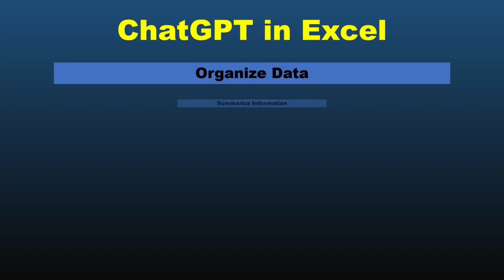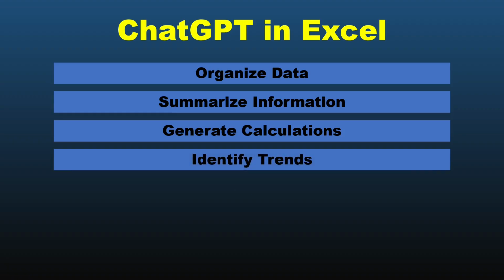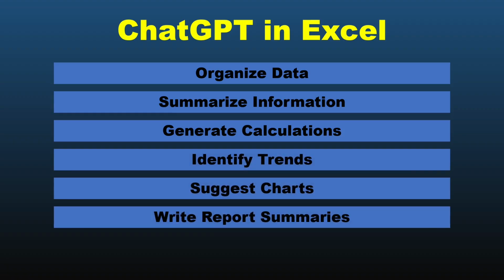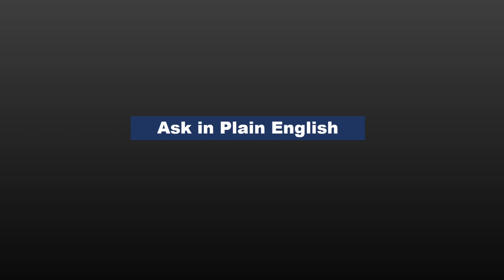professional reports within minutes. The first thing you need to understand is that ChatGPT is not just helping with formulas anymore. It can now assist with the entire reporting process. That means organizing data, summarizing information, generating calculations, identifying trends, suggesting charts, writing report summaries, and even helping explain the meaning behind the numbers. Instead of spending hours building reports manually, you can now describe what you want in plain English and let AI help with the hard part.